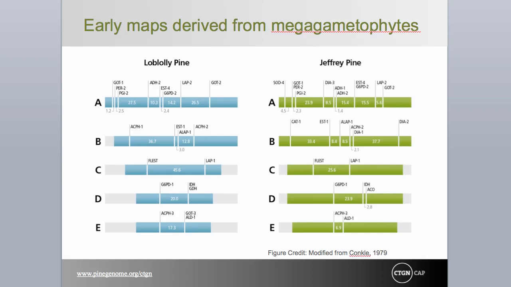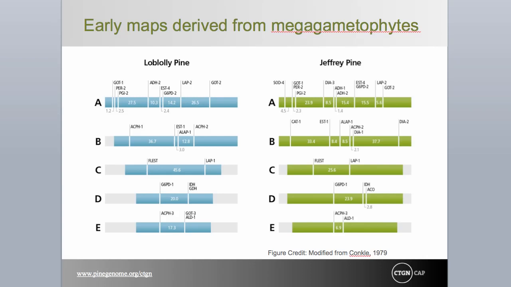A number of simple genetic maps were ultimately built in the late 70s and early 80s based on megagametophyte populations and allozyme markers. Two of these are noted here and are useful for illustrating a few points. First, it is obvious from these maps that marker density is low. Only 5 linkage groups were identified in these two pine species of the possible 12 chromosomes they each have.